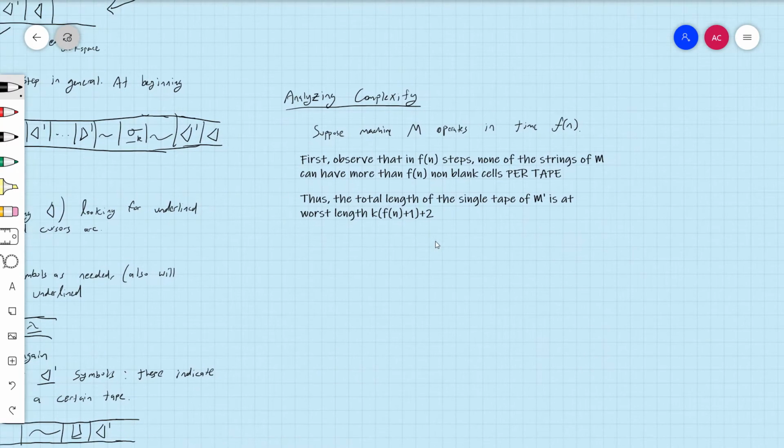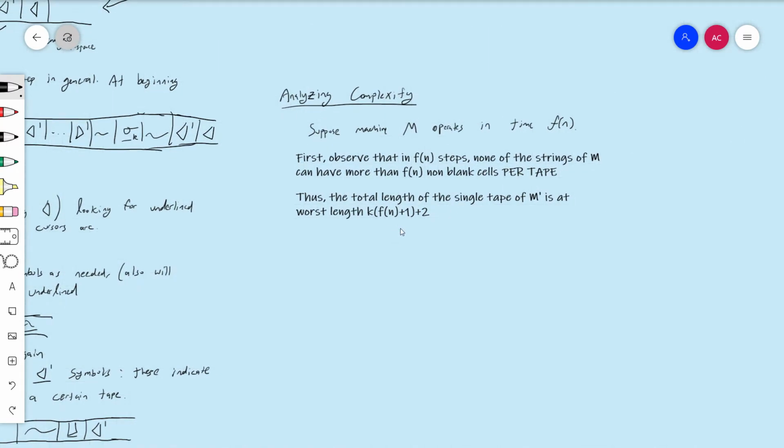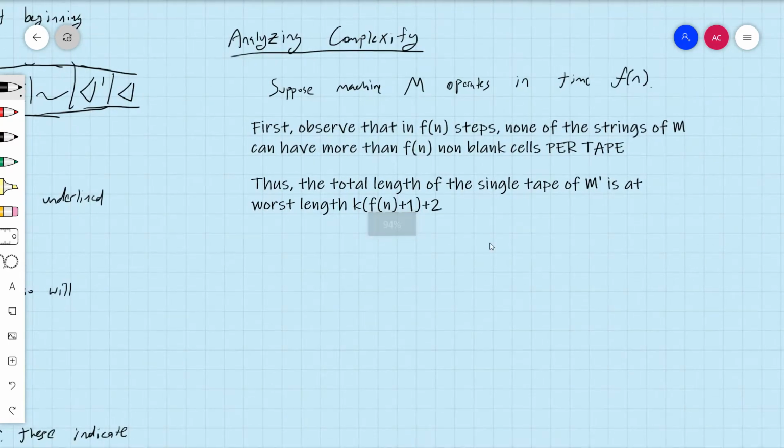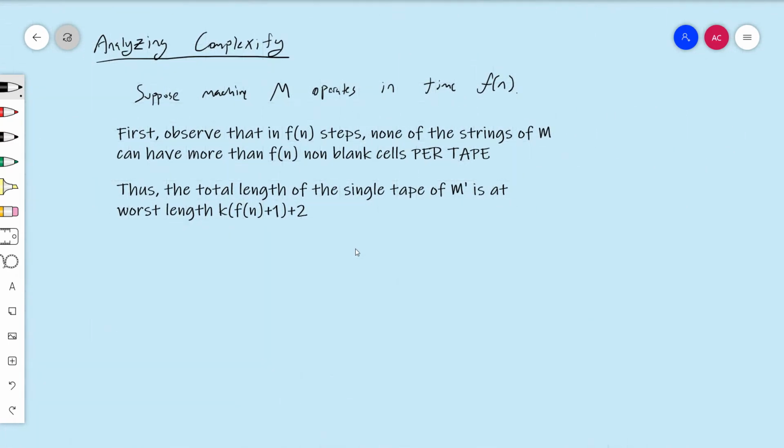So this is the worst possible length. It's not even going to be this. It can't be this, but it's a bound. It's an upper bound. And the important thing to note about this is that it's O of f of n still, right? This is just a constant multiple. These are just constant things added. It's still O of f of n. So the worst case length of a tape is O of f of n. That's important to note.